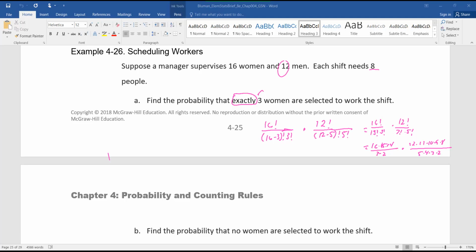I see 14 can turn into a 7, and I see 15 can turn into a 5. Over here, this 2 can make this a 4. This 3 can make this a 3. This 4 would then cancel that 4. And this 5 would make this a 2. So this is what I got: 16 times 5 times 7 times 12 times 11 times 2 times 3. Is that what y'all got?